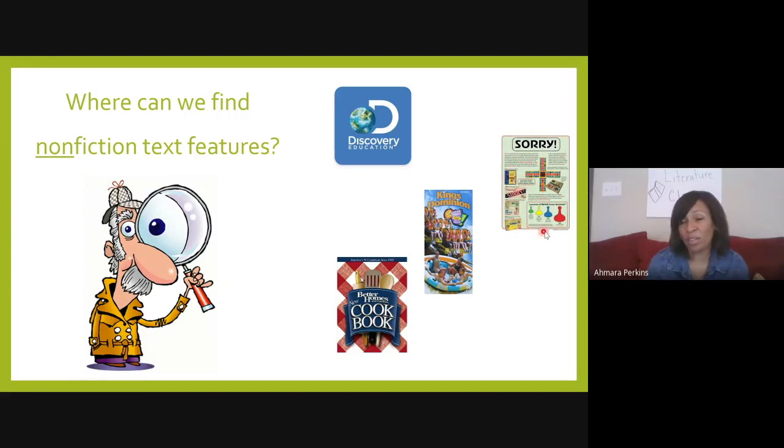What about a game board? Whenever you play a game, a video game or a board game, any type of game, it comes with directions. So here you go, with different text features. You see the heading and different images, and then captions underneath the images. So we can find nonfiction text features in resources such as these. Can you think of another resource where we might find nonfiction text features? Take a minute and think about it, and then say it out loud.